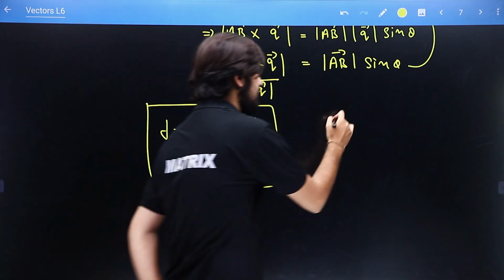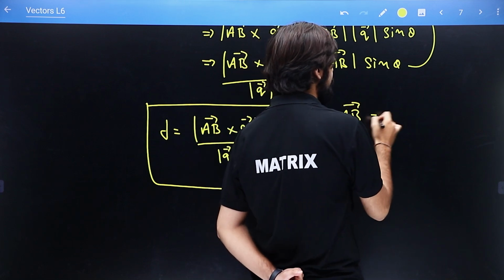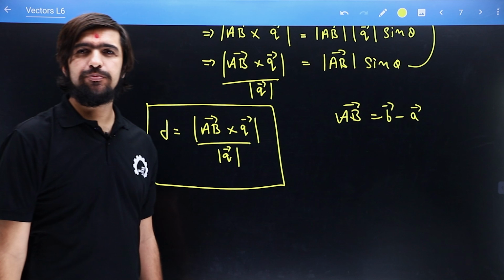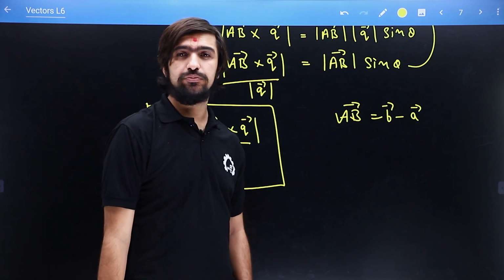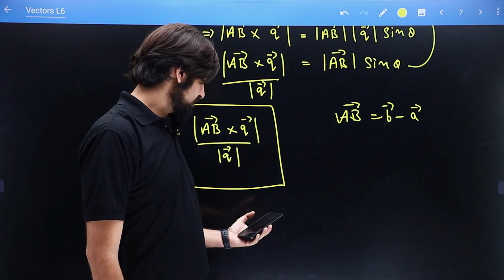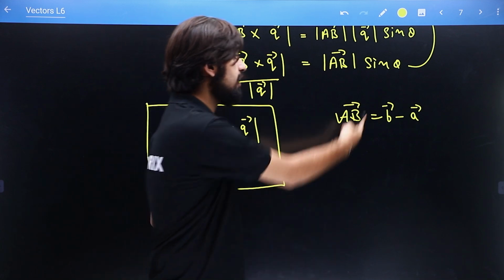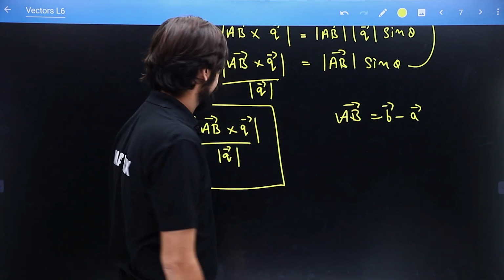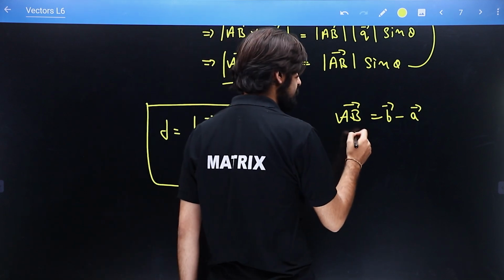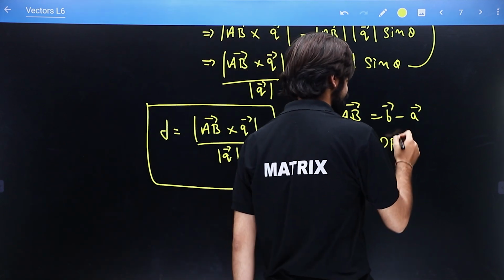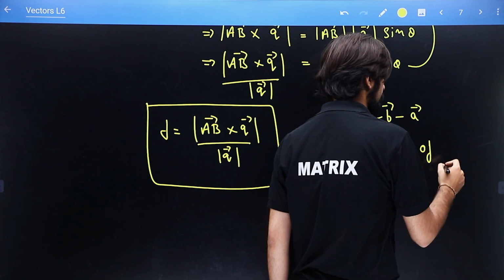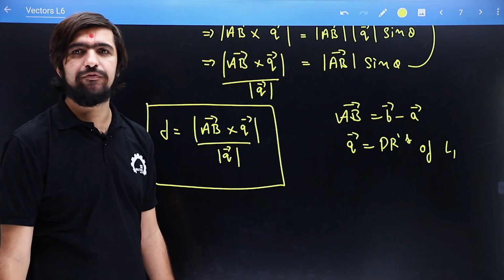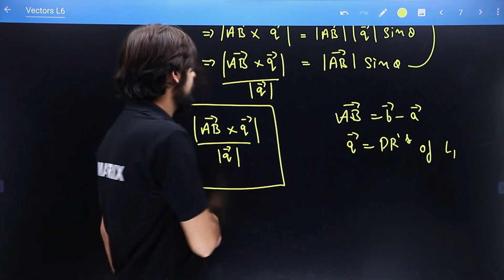What is the AB vector? AB vector will be B vector minus A vector. Vector B was the position vector of the point through which the second line is passing. A vector is the point from where the first line is passing. Vector Q is the direction ratios of, let's say, L1. Why? Because the direction ratios of L1 and L2 are the same, since both are parallel. As simple as that.